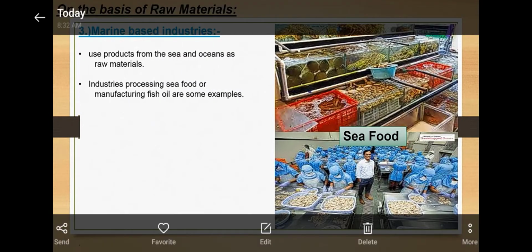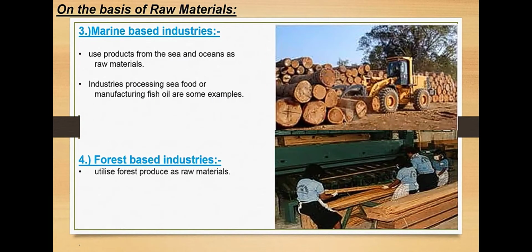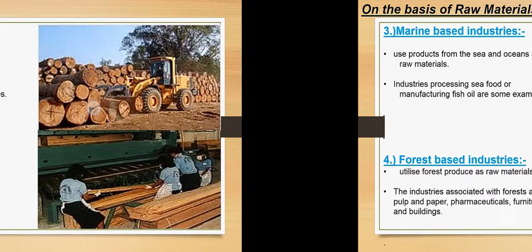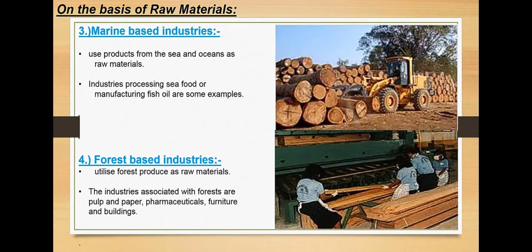And the next one is forest-based industries. Forest means whatever things we are getting from forest. You already studied what the uses of forest are, right? For example, paper, furnitures, tires, rubbers, gum, many things we are getting from forest. If a particular industry has input from forest, maybe wood, and all we can make from wood, furnitures, tables, many things we can make from wood, even a hut. So these are the examples for forest-based industries.